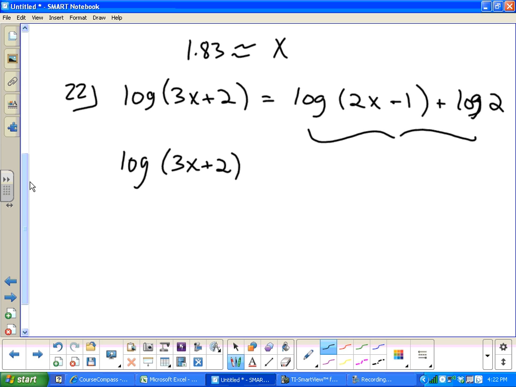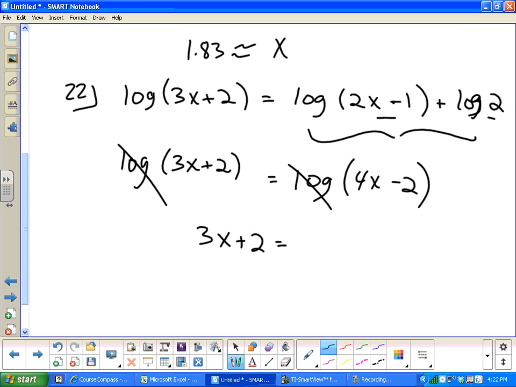And so I can actually take 2 and then 2x minus 1 and just multiply them to get it as one logarithm. So 2 times 2x minus 1 would be 4x minus 2. Okay, now let's notice all we have on both sides is just single logarithms. So we have a log on both sides and nothing else. We can just cancel those out. We'll get 3x plus 2 equals 4x minus 2.